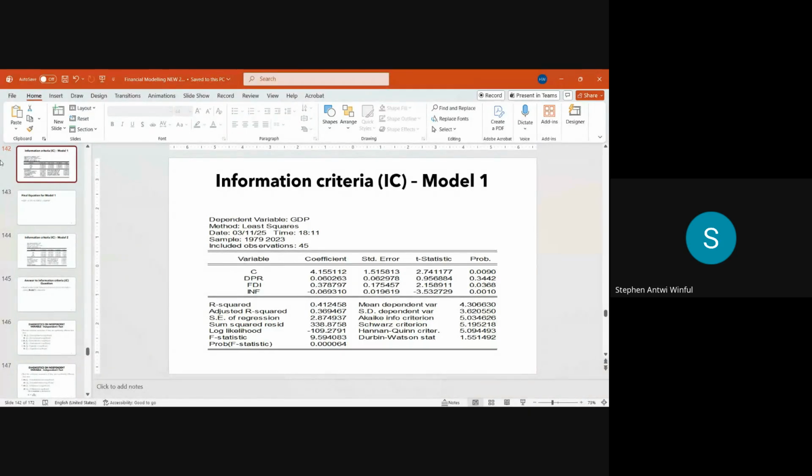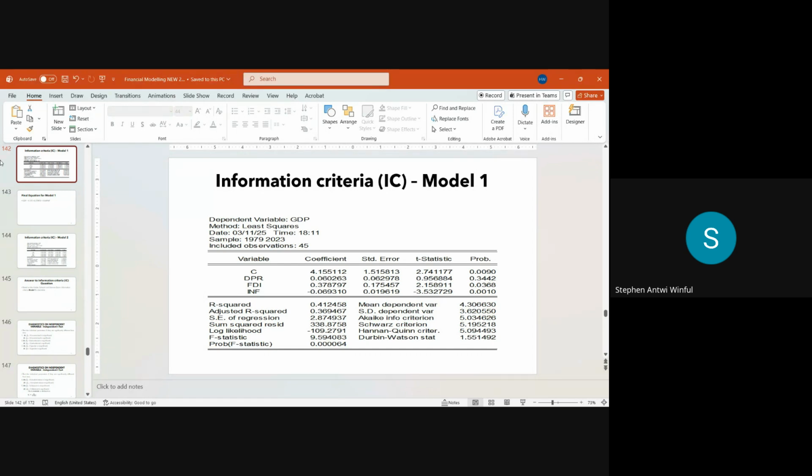There are other diagnostics that I'm going to consider in our subsequent meeting. That would help us to confirm whether or not a particular model is a best linear unbiased estimator before we can rely on it for our decisions.